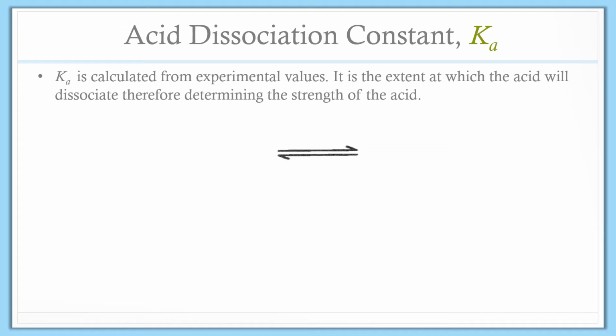Ka, as a reminder, is an experimental value. It is not something that is observable about a solution. It comes out of a relationship between a couple of different things, so it is something that was determined experimentally for given acids.